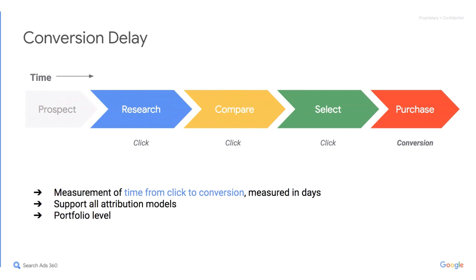An example here is, if a click happens on day 1, when the user is researching, then day 2 they're comparing, and day 3 they select and they finally convert. We'll attribute the conversion to all these 3 clicks and not the day of the conversion. It supports all attribution models, and it is calculated at keyword level within the account. And this will just help you understand your user behavior in a lot easier fashion.